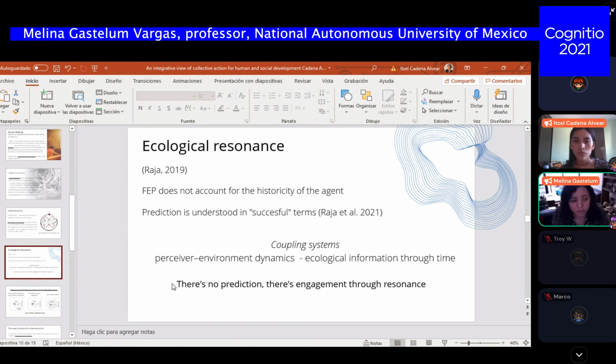So furthermore, and as has just been published by Raja and colleagues in 2021, active inference presupposes successful perception and actions instead of explaining them, which precisely in the case of ASD that we're going to treat in a few slides, many problems are presented when we discuss the term successful. So we will expand on this.